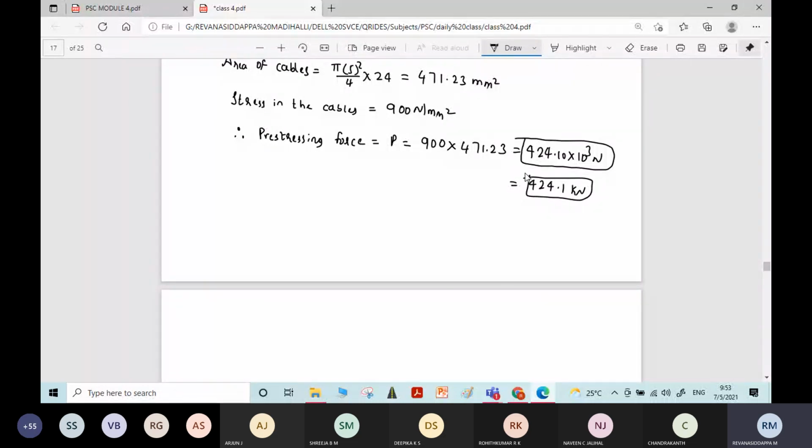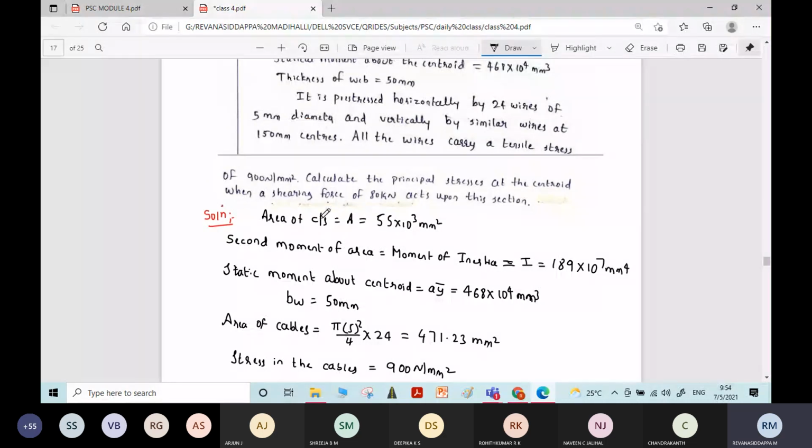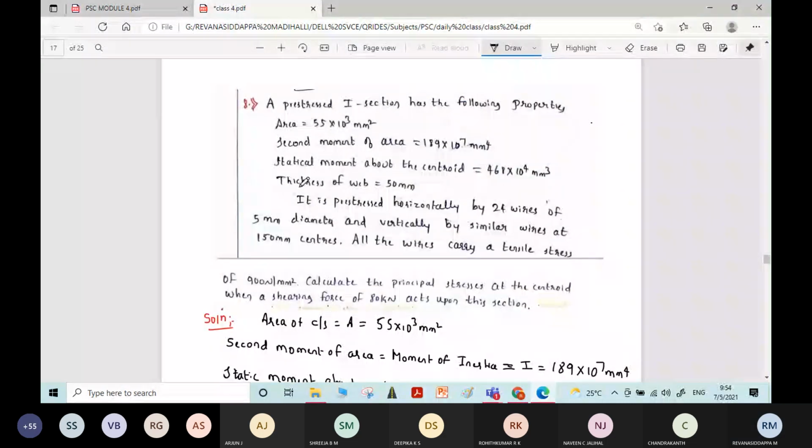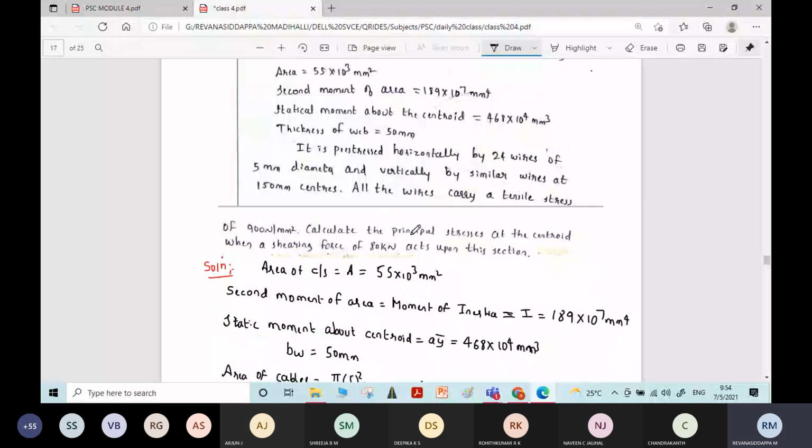Then what else is given? Shear force Vu is equal to 80 kilonewton. Okay, this is all given data. Now the question is to find principal stresses. Calculate the principal stresses at the centroid when a shearing force of 80 kN acts on the section.